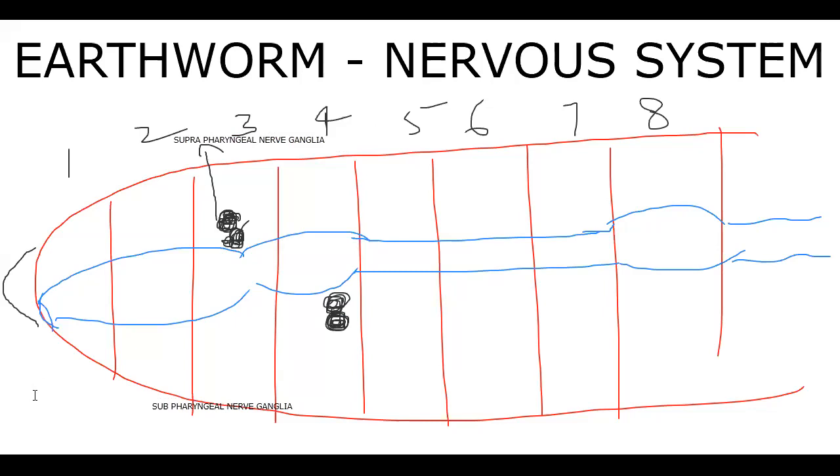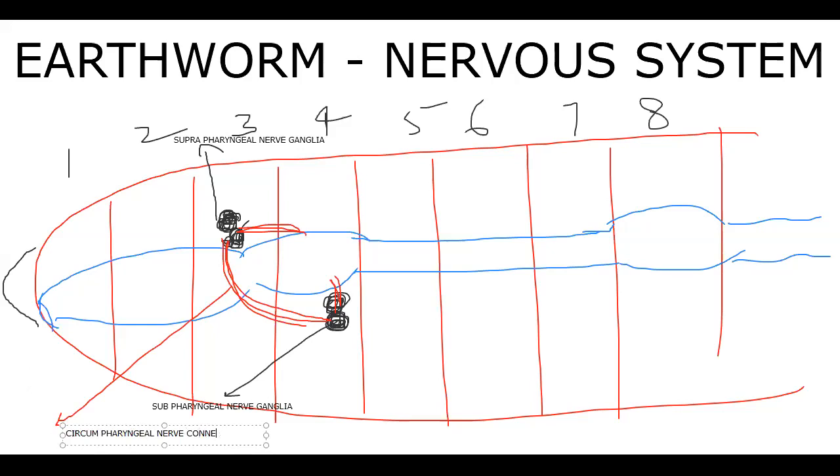Then the suprapharyngeal nerve ganglia is connected to the subpharyngeal nerve ganglia with the help of a nerve connective. What do you say it as? Circumpharyngeal nerve connective, which surrounds the pharynx. Circum means surround. Surround what? Pharynx. The circumpharyngeal nerve connective.